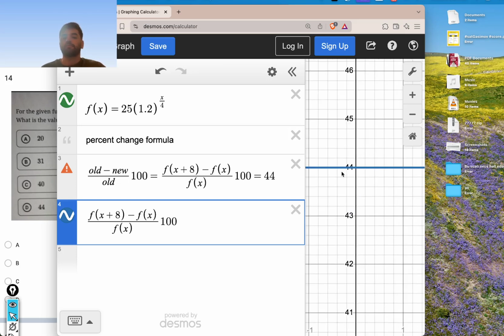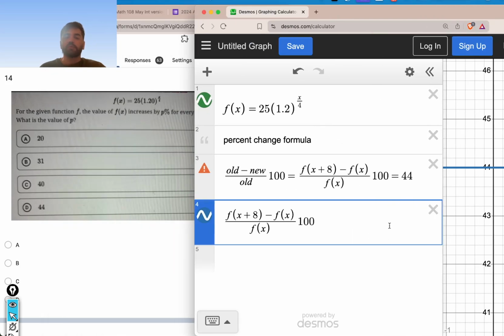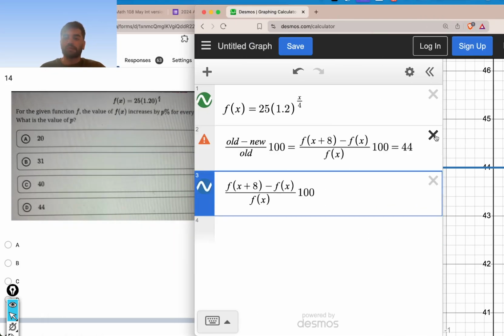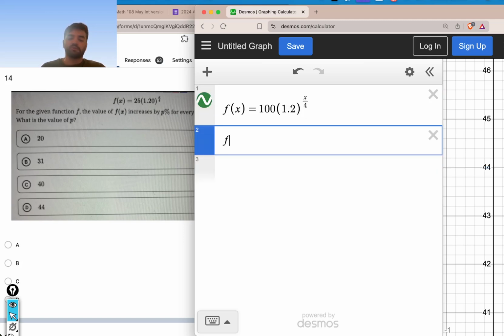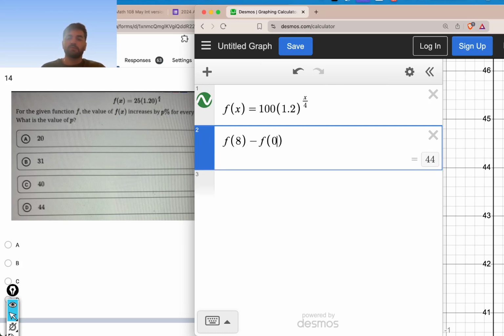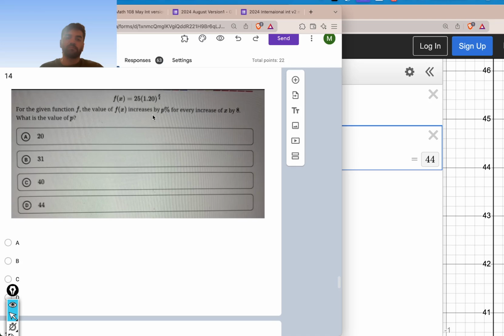What's the meaning of this line? It means that whatever you put instead of x, you will get 44. If you write 1, it will be 44. If you put 100, it will be 44. But if you want to make it faster, you can also do it like that. You can remove 25 and write 100 here. Then you can write f of 8 minus f of 0. Like this. So it's 44. But the first method is better than this one.